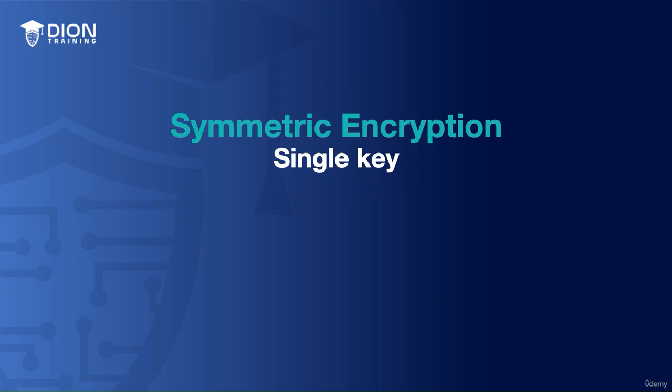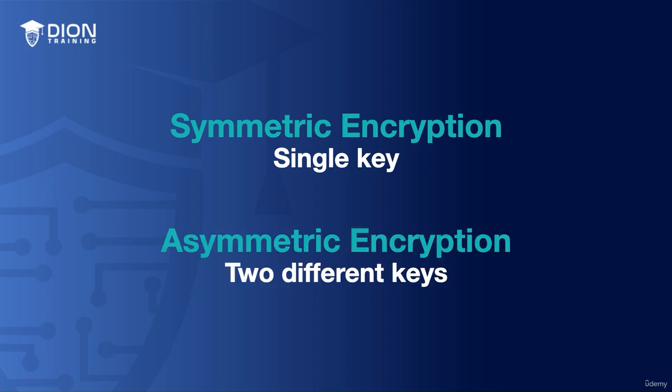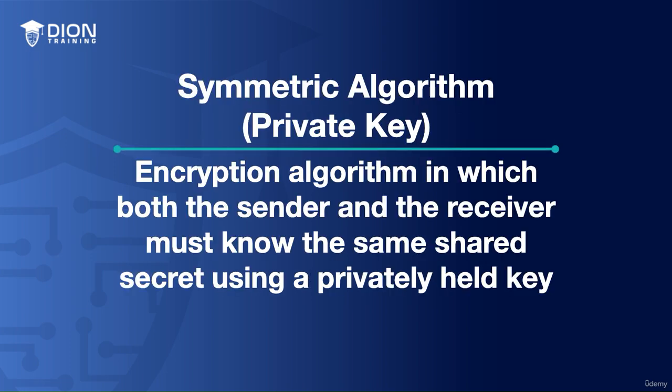Now, when you're using symmetric key encryption, you're going to have a single key that's used to encrypt and decrypt that data. With asymmetric encryption, though, you're going to use two different keys, one key to encrypt the data and a second key to decrypt that data. Now, symmetric key algorithms are often called private key encryption or private key algorithms because both the sender and the receiver need to know the same shared secret, and this is that privately held key.